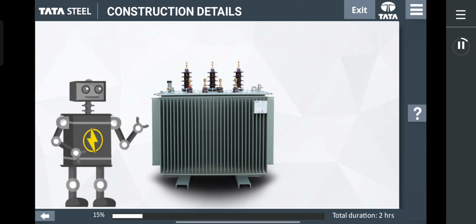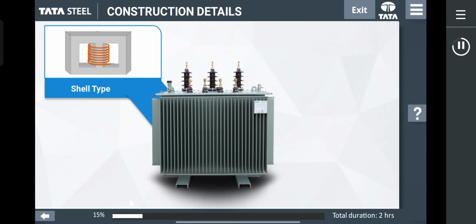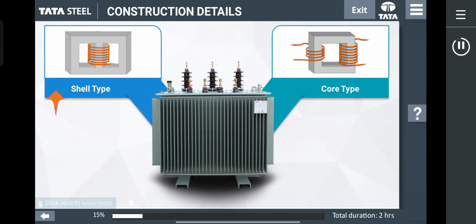In this section of the module, we will understand the construction of transformer. From the core construction perspective, transformer is of two types, that is, shell type and core type. Click each to know more.